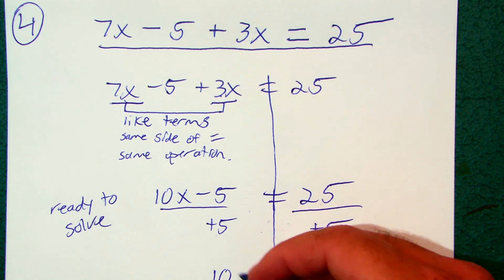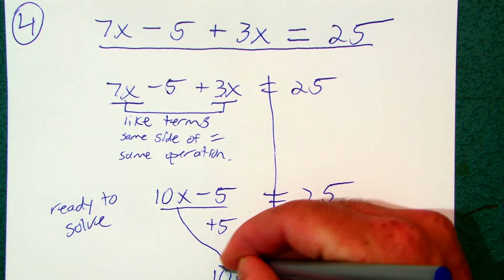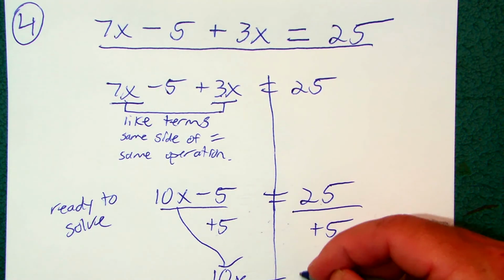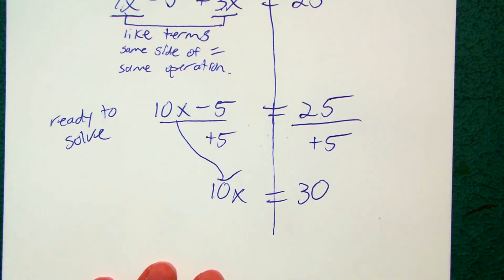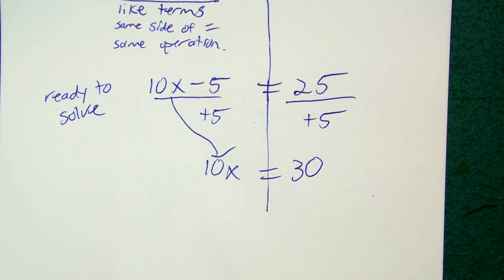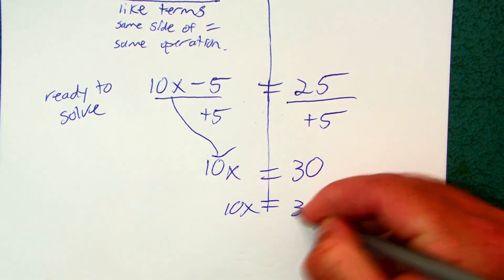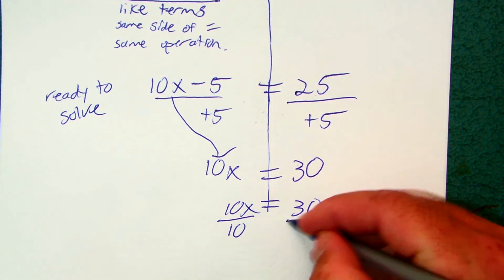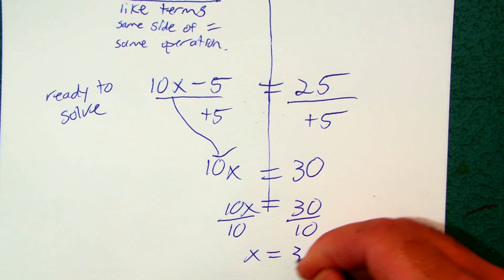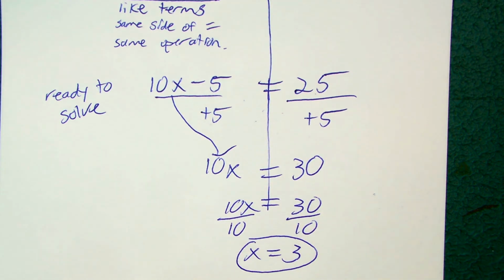So my 10x, that just drops down. 25 and 5 is 30. 10x equals 30. I'm going to divide both sides by 10. And I have x equals 3.